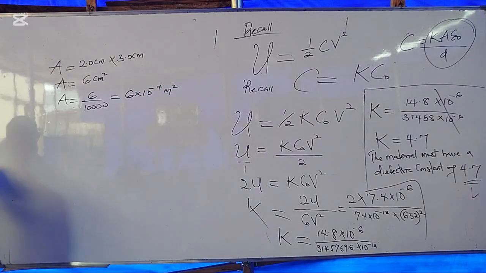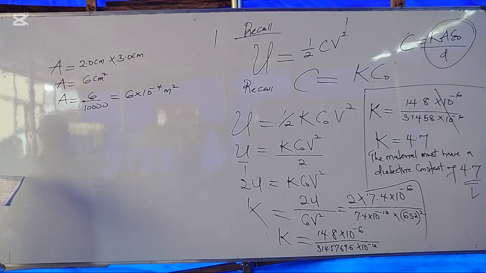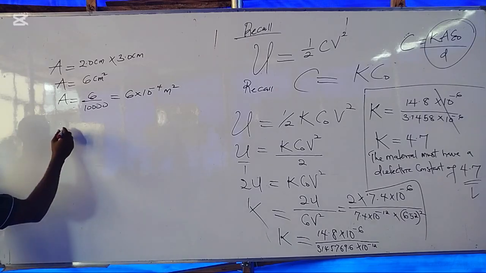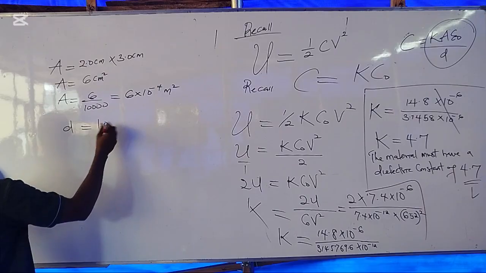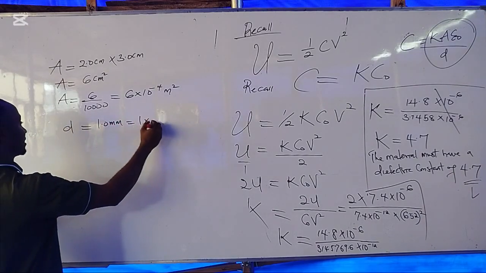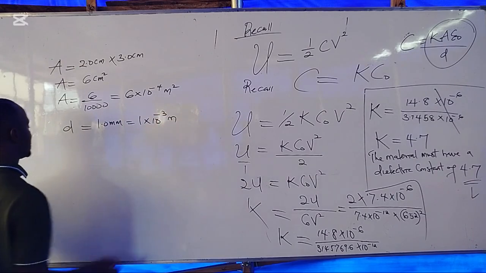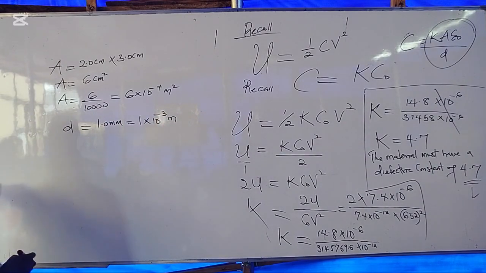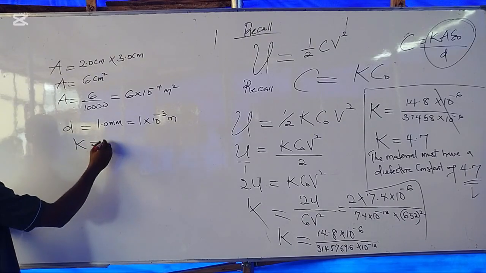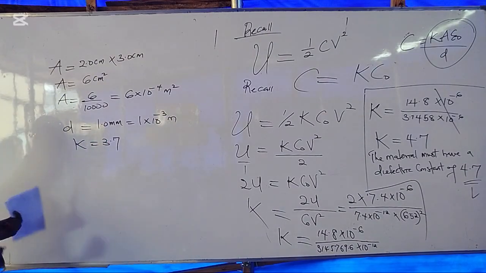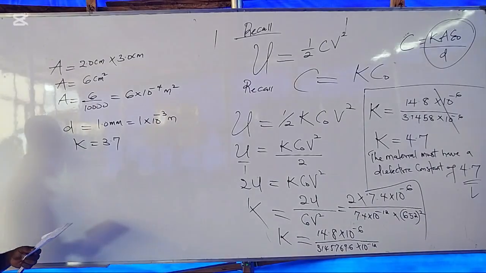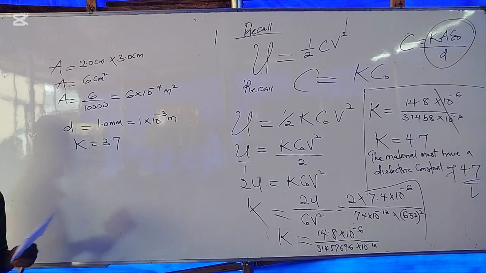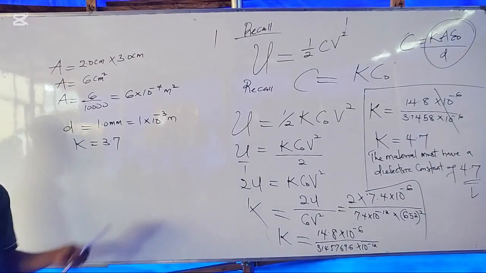Thank you. What other thing was given there? It said the plates are separated by a distance of 1.0 millimeter, right? Thickness of paper. That means our distance there is 1.0 millimeter, which is the same as 1 times 10 to the power minus 3 meter, right? Okay. Now we are to find its capacitance when K is equal to 3.7. Now they gave you K. That means a material is now introduced into the capacitor, isn't it so? This is not an air-filled capacitor. If K is not given, that means it's an air-filled capacitor.